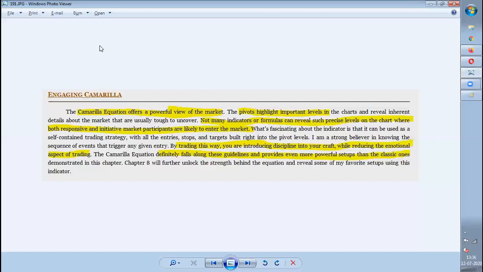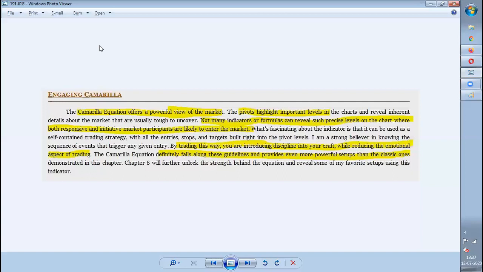And one more thing is that no other indicator will give you entry, exit and stop loss. Here this indicator or the CPR will give you entry, stop loss and targets. And he also tells that, considering the previous concept of CPR, the Camarilla equation is more powerful and more accurate. So if you use the Camarilla equation in a better way, you will develop discipline, the emotion you have on the trade will reduce, and you will have good profitable trades. So the Camarilla equation definitely falls along these guidelines and provides even more powerful setups than the classic ones demonstrated in this chapter.